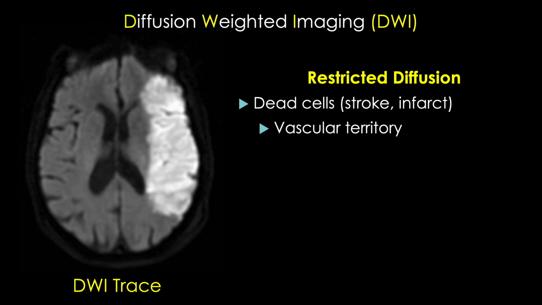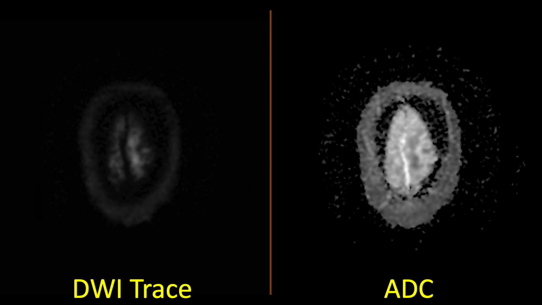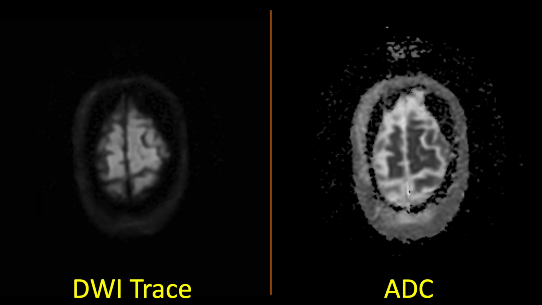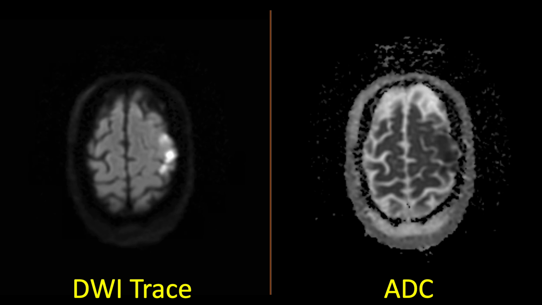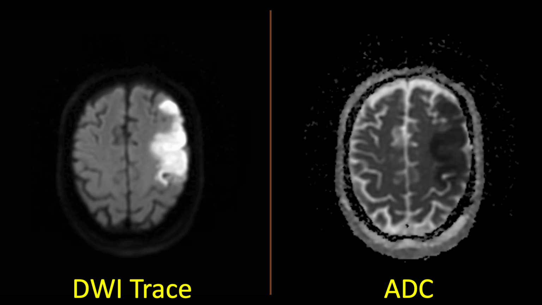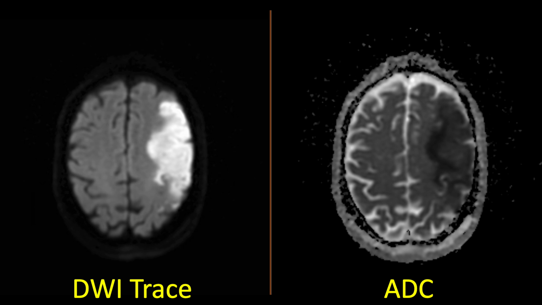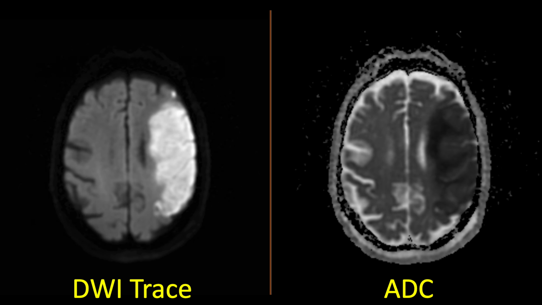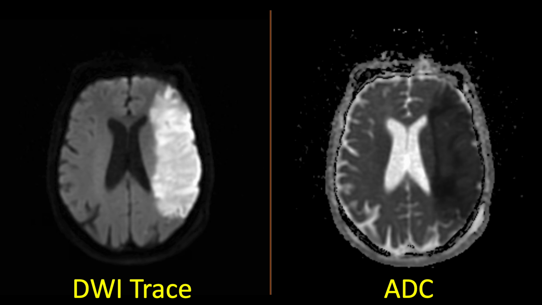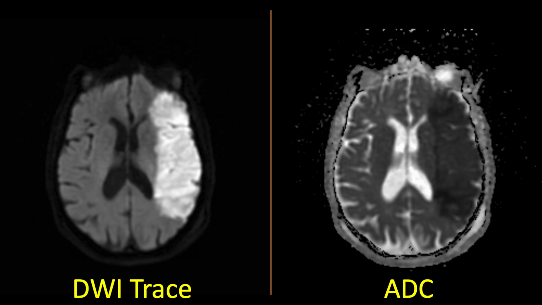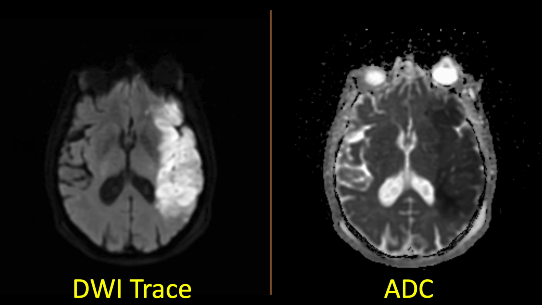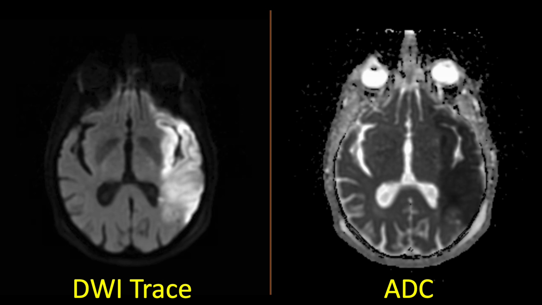You know what? Let's look at real studies. We don't need to limit ourselves to a few pictures in this day and age. Okay, so we have our DWI trace images on the left side of the screen and the ADC images on the right side. Starting from the top of the head and moving towards the feet, you can see we have a large area of restricted diffusion within the left side of the brain. Notice how it conforms to the left middle cerebral artery territory, with complete sparing of the parts of the brain supplied by the left anterior cerebral artery and posterior cerebral artery.